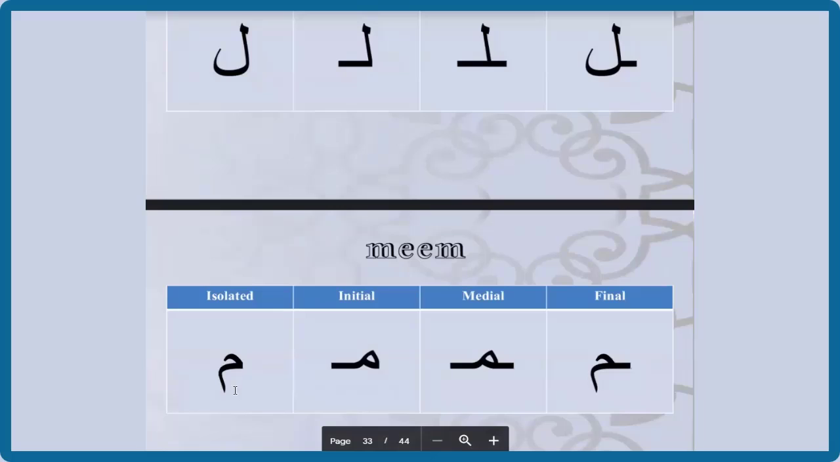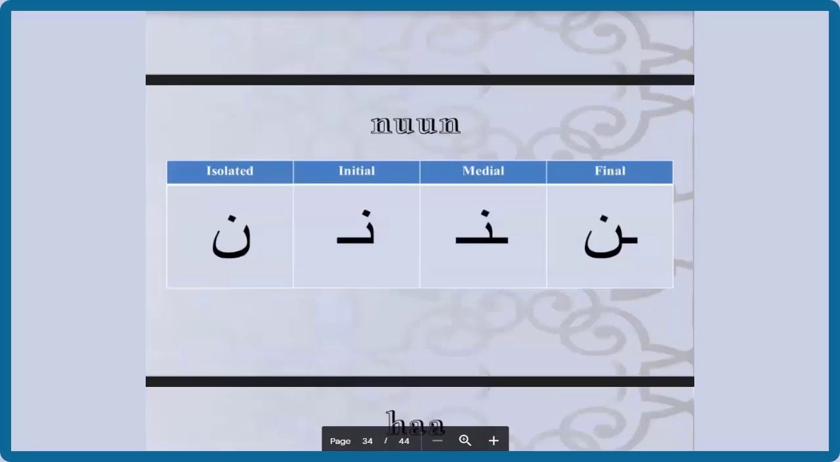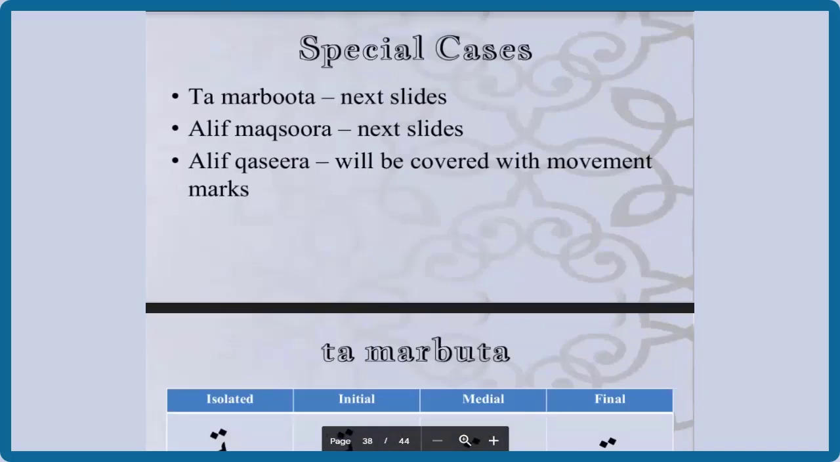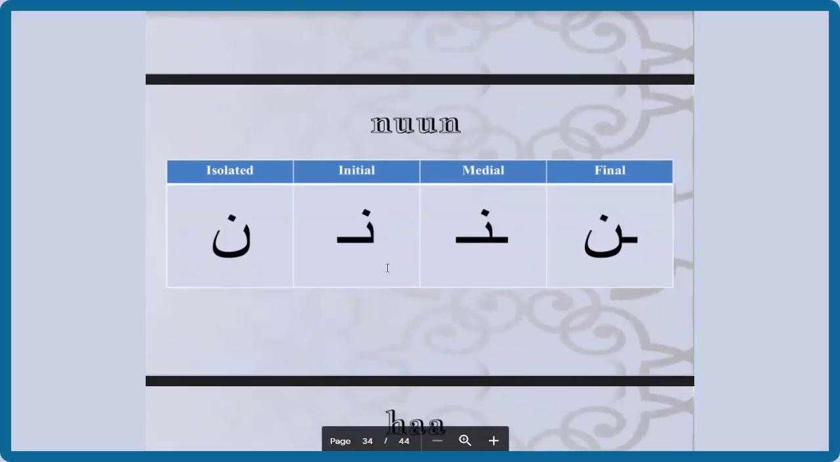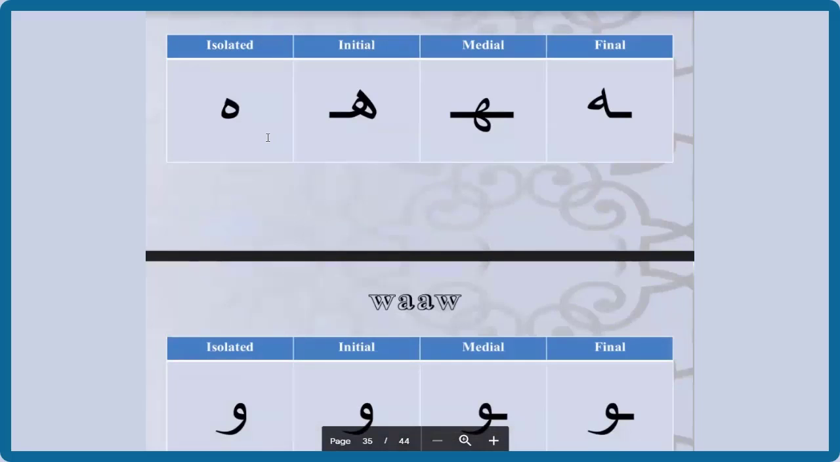Meem, isolated form is like this. But initial, you will get the half of meem here, then medial, and then final. Noon. Yeah, so here is noon. So this is initial, medial, and final. Then ha, you can find the ha is quite different. Isolated form is like this, but initial form would be like this. This is the medial, and this is the final.